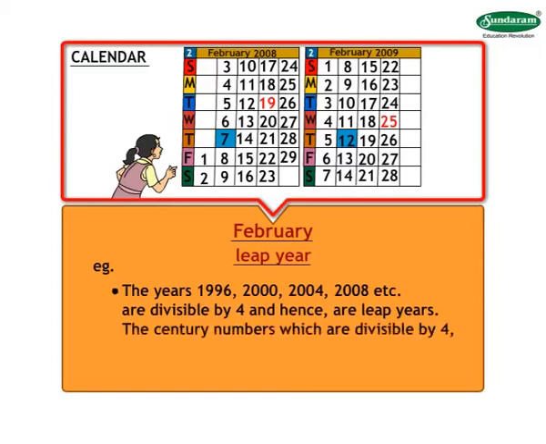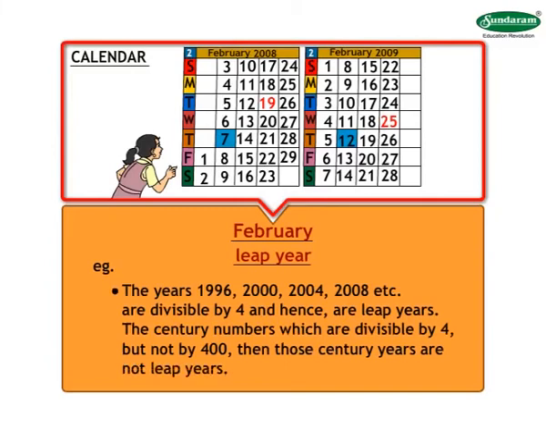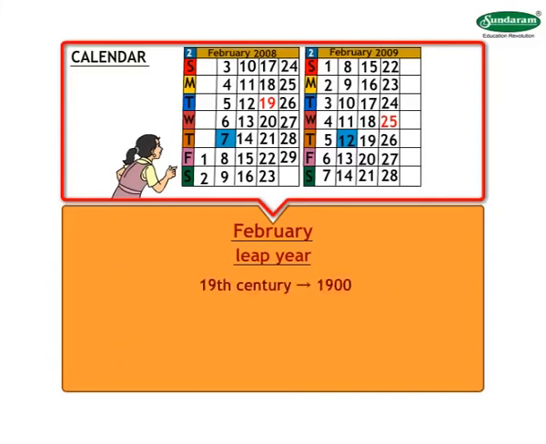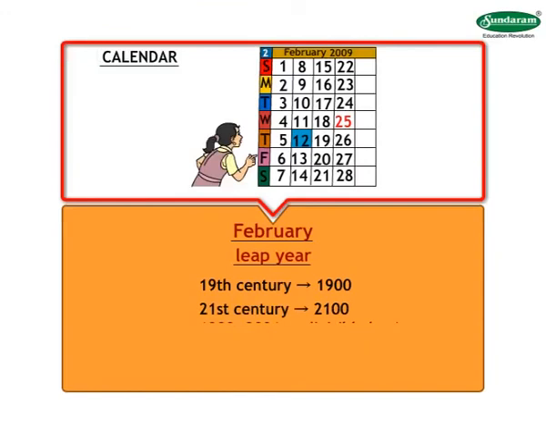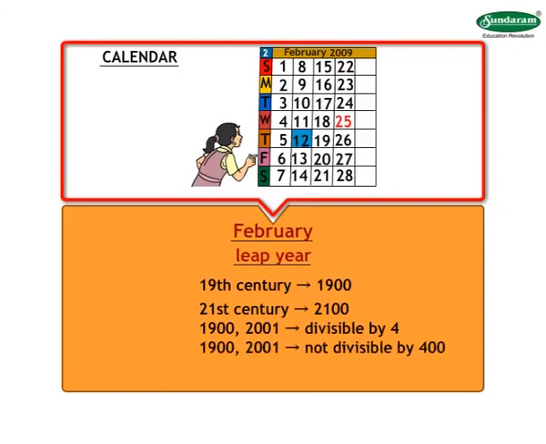But if you are given century numbers which are divisible by 4 but not by 400, then those century years are not leap years. That is, when we say 19th century, we write it as 1900. 21st century is written as 2100. Now, both 1900 and 2100 are divisible by 4, but not by 400. Thus, 1900 and 2100 are century years which are not leap years.